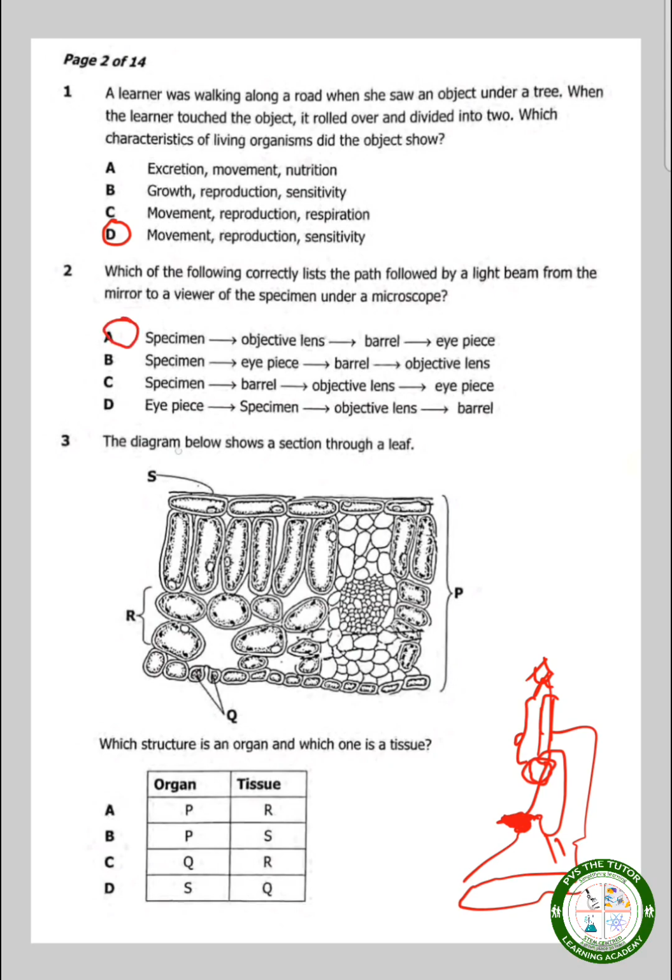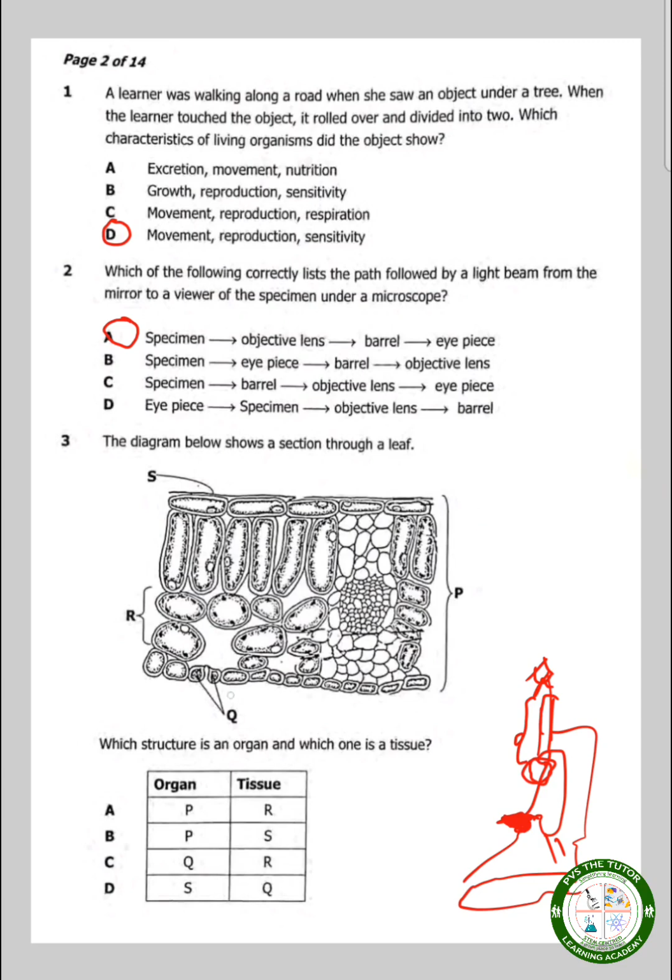Question 3 says, the diagram shows a section through a leaf. Which structure is an organ, and which one is a tissue? We know that organs are made up of tissues, and tissues are made up of what? Of cells. So when we look at S, is S a tissue? No, S is not a tissue. Where is R? R, they are cells, but at the same time they are tissues.